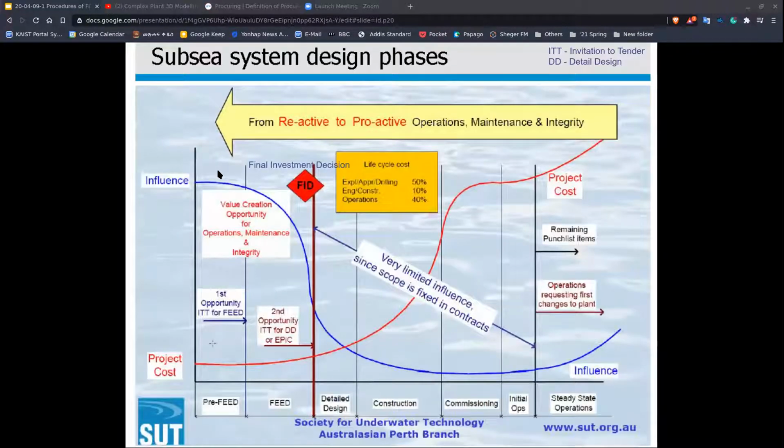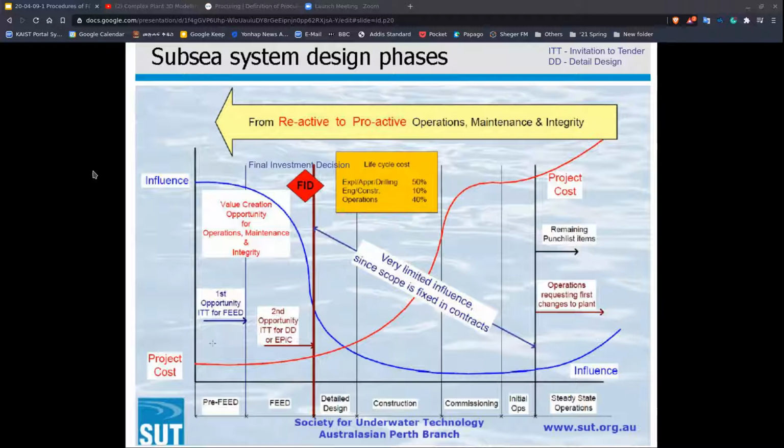The previous one is circular, but this one is more linear. As you can see, there are two graphs: the graph of influence and the project cost. Influence is kind of the chance of modifying the design at the beginning. There is a main milestone marked by a bold reddish or purple line. That's the contract phase. Before that, there is FEED and pre-FEED.